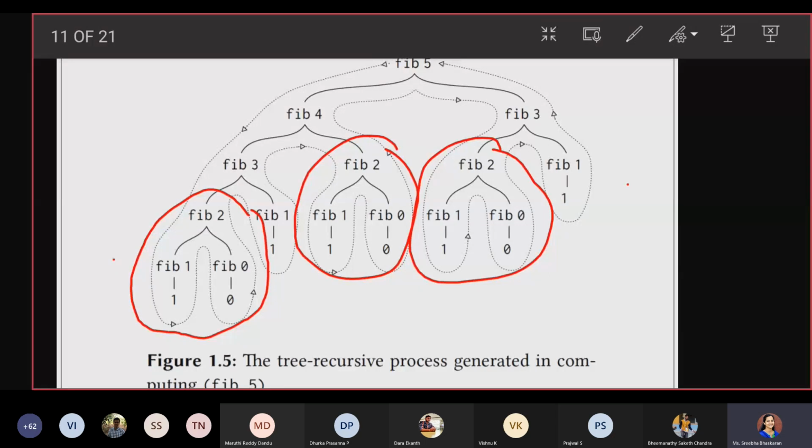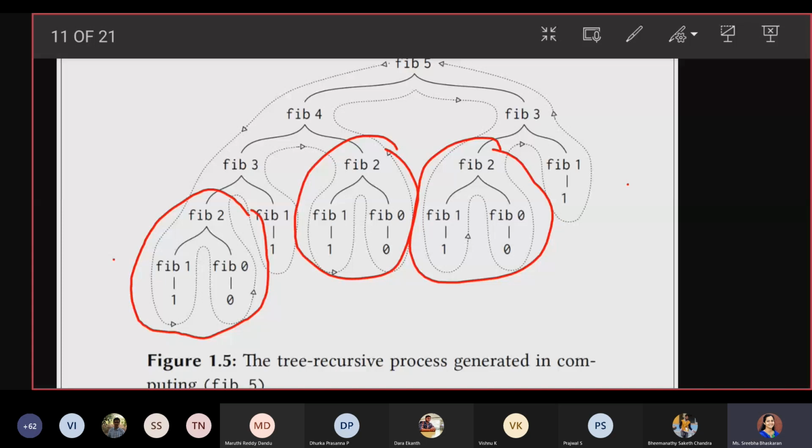So fib of 2 will calculate the sum, and that value will be returned. So that is also done. Then again here it will be fib of 1, and again it returns. So this left hand side is done. You will be moving towards the right hand side. Again you reach fib of 1, and it returns the value.